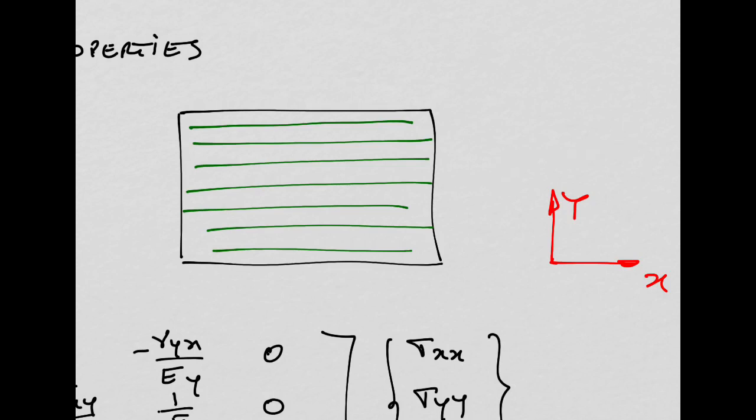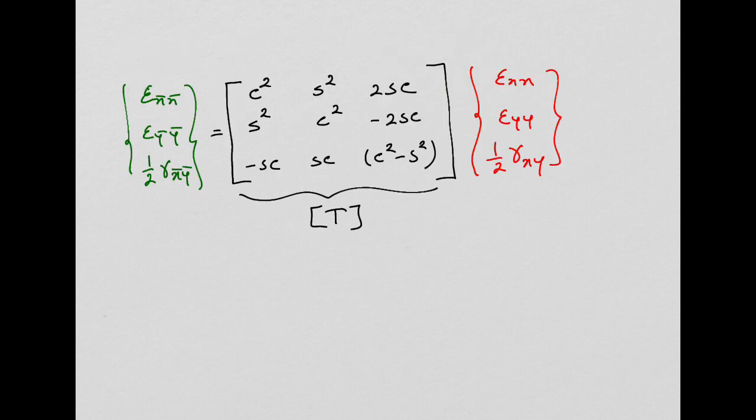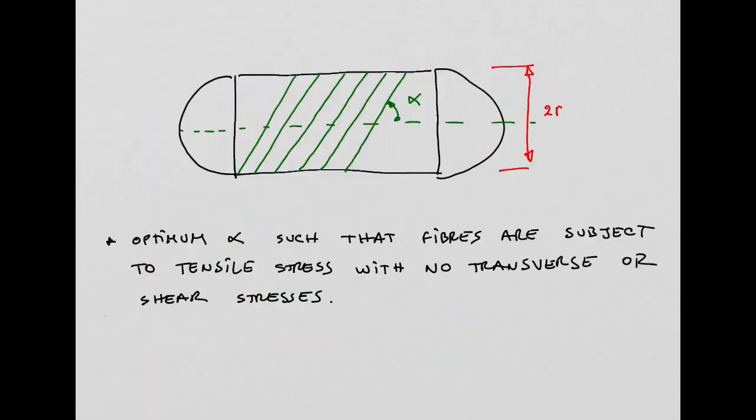In fact, the question is already telling you how to obtain this optimum, by just imposing no transverse shear or direct stresses to the fibers. Let me just see if there's any other information. No, there is not.